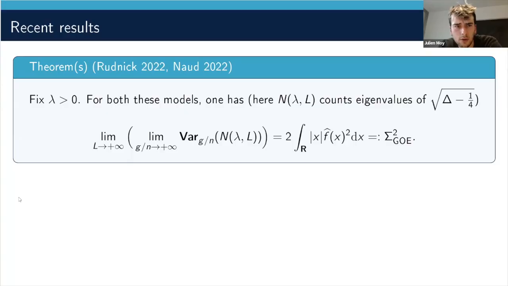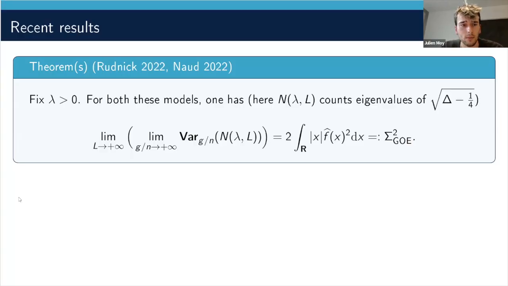And I point out that in their result, lambda is fixed. It is due to the fact that in constant curvature, one does not need to go to high energy regimes to make trace formulas work. So they didn't need to go to large lambda. But L had to go to infinity.